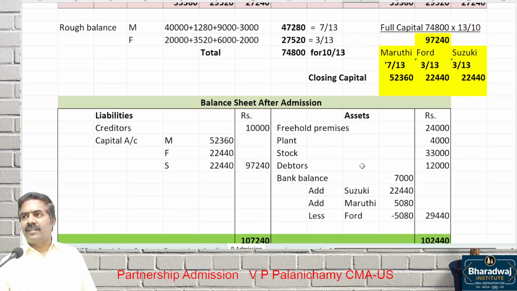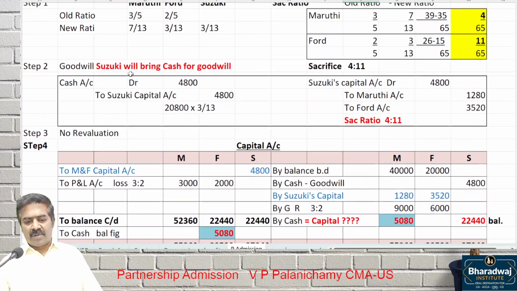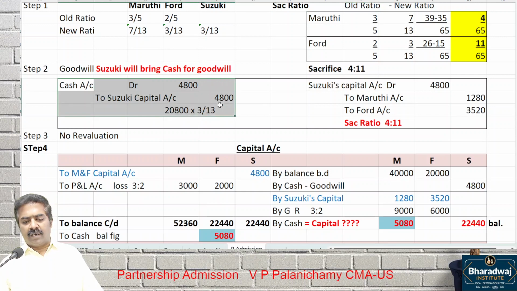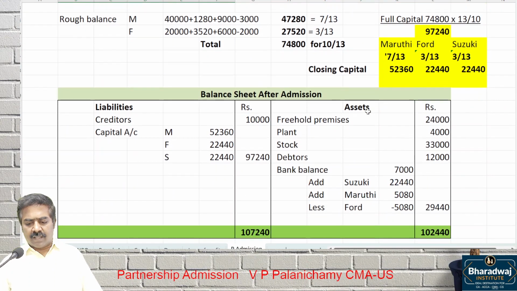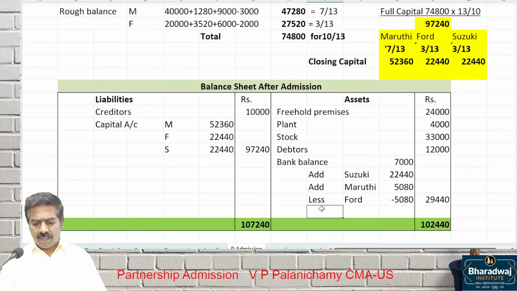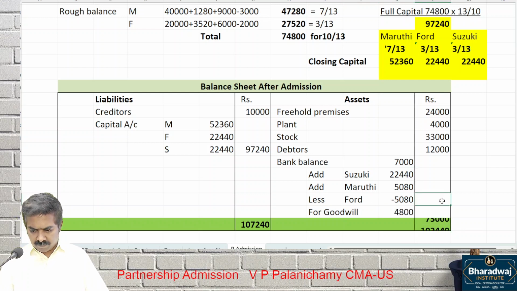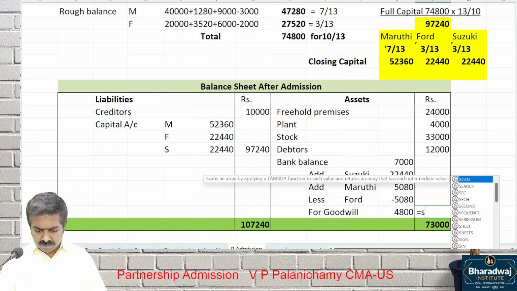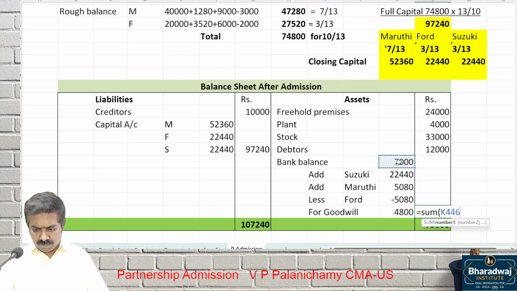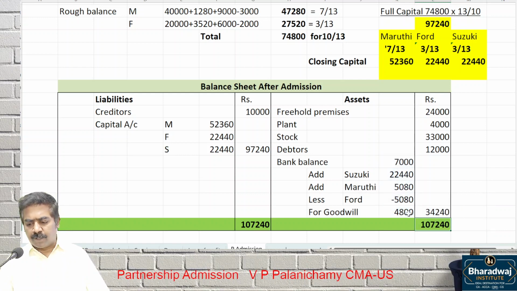Goodwill will come? Cash account debit, or the cash brought in will come. Cash for goodwill, 4,000. Cash brought in for goodwill will come in the cash.